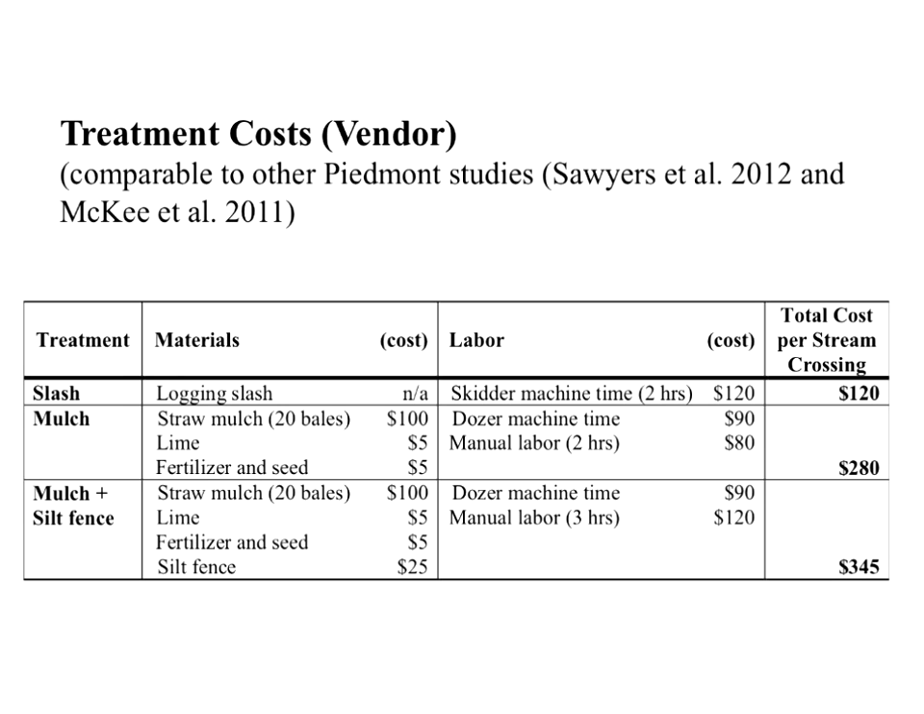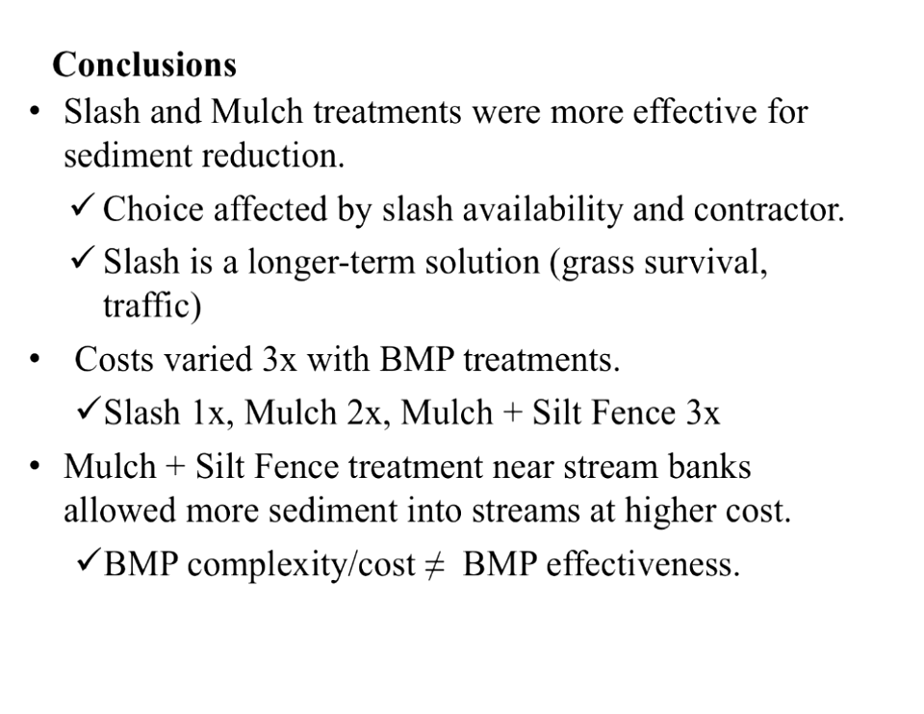We also looked at the cost of this, and what we found was that the slash, and this was what they actually paid the contractor to put out there, so this was an operational crossing, cost $120 per crossing. The mulch was about $280, and the mulch and silt fence was $345. So there's about a 3-fold increase in cost. The slash and the mulch treatments worked well, but you got a wide range of costs. The interesting thing to me here is that the most expensive treatment worked the poorest in this particular example.